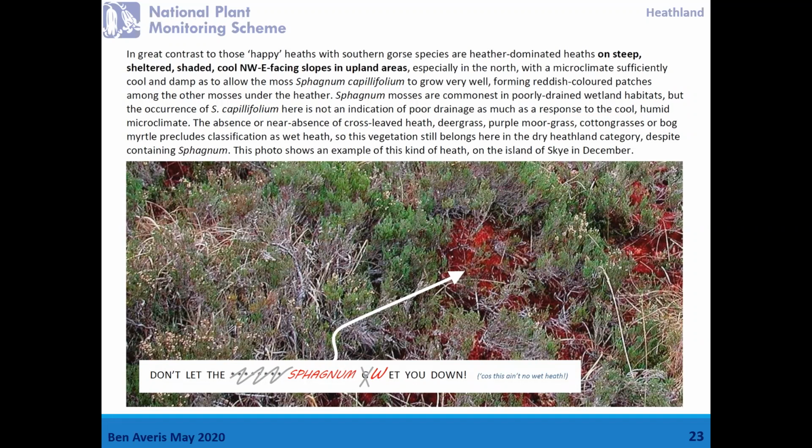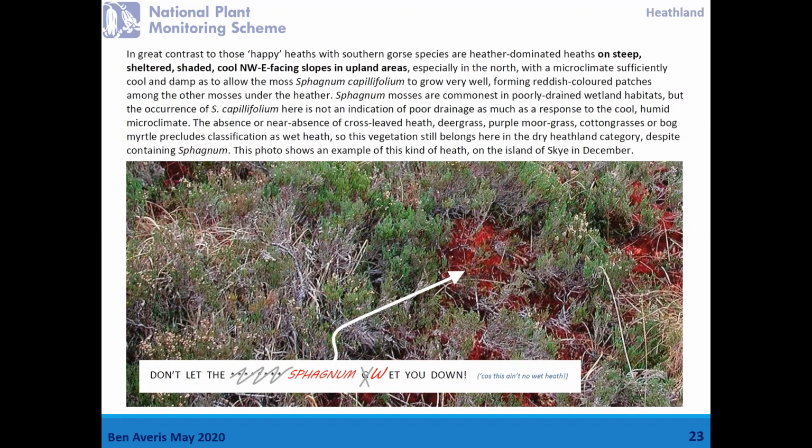So you can get a lot of sphagnum in this place among a canopy of heather, maybe with some bilberry, maybe some cowberry as well. But without the other species like the purple moorgrass, the deer grass, the cross-leaved heath. Of course, you can find this red sphagnum in with those wetland species as well, in bogs and wet heaths. But yeah, it can maintain itself quite well in a north-facing heath that doesn't have those. The result of that is that we have a heather-dominated heath with a lot of sphagnum, these red patches of sphagnum capillifolium, and we have to call this a dry heath as opposed to a wet heath because of the lack of deer grass, purple moorgrass, and so on.